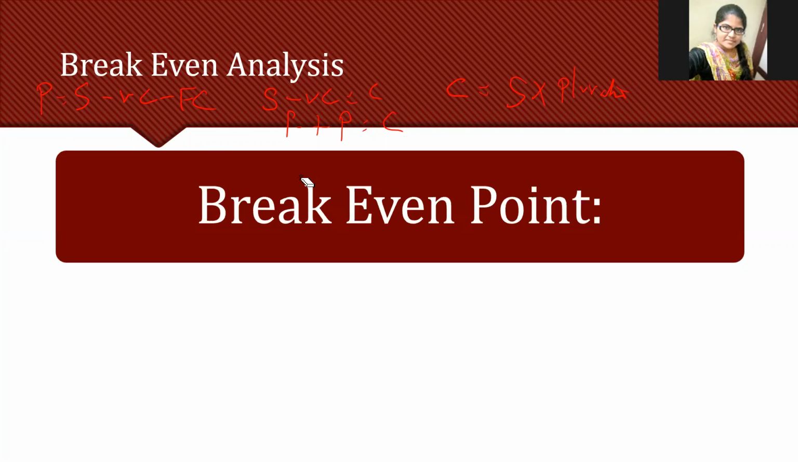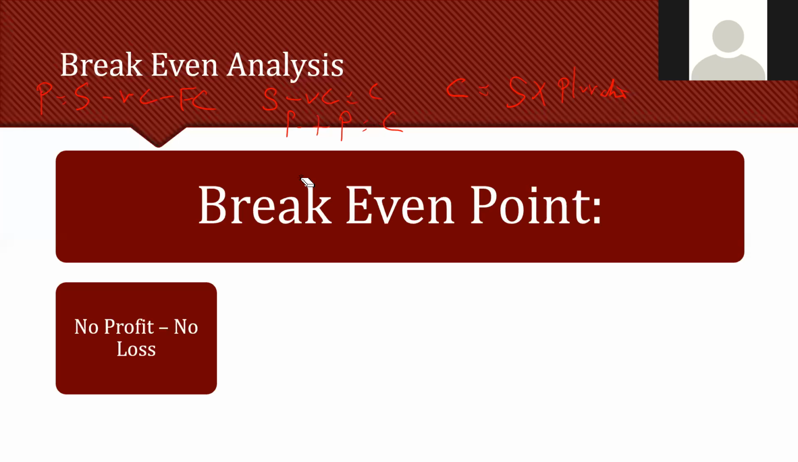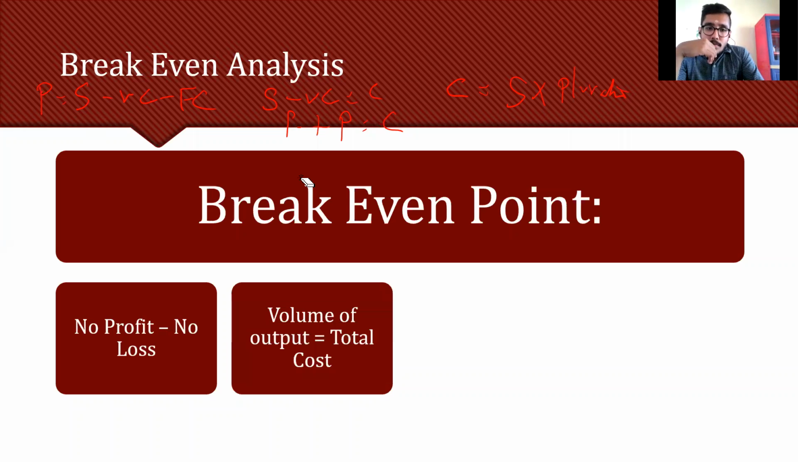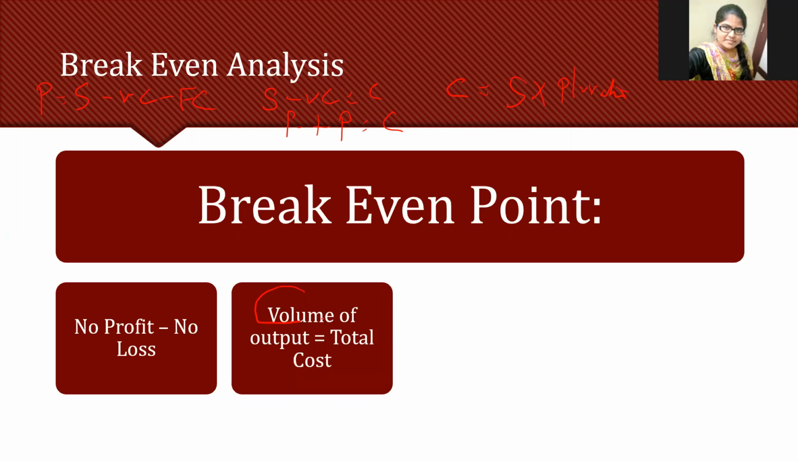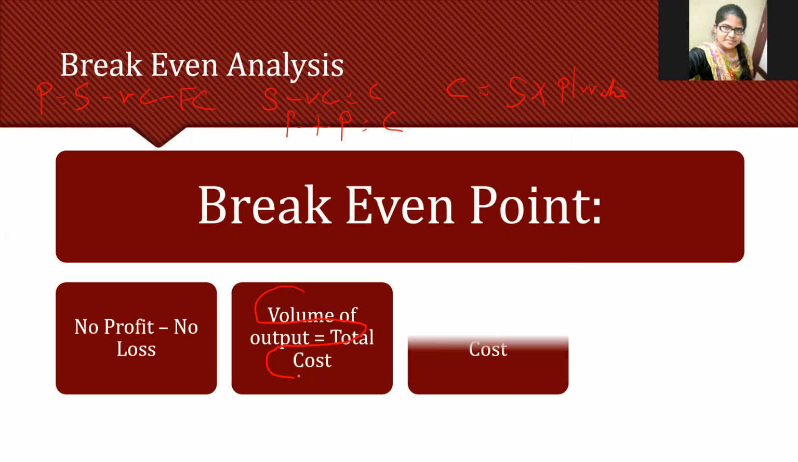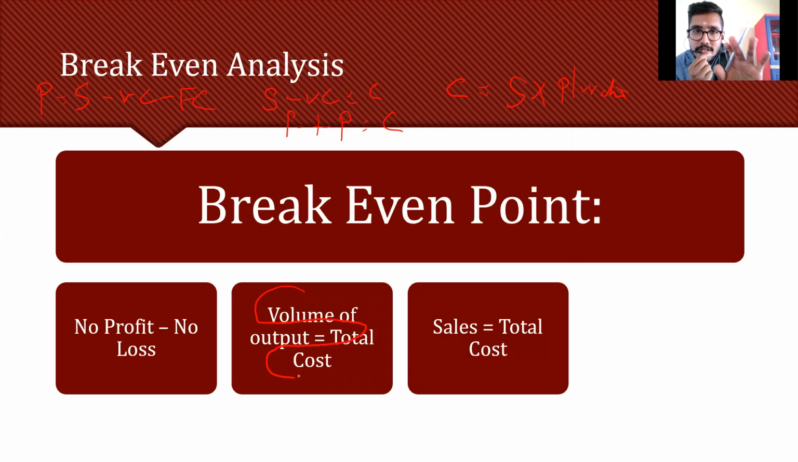So before that, tell me what is that break-even point? No profit, no loss. The point where the company is not making profit or loss. After that point the company will start to make profit. Fundamentally, when the volume of output equals total cost, it is known as break-even point. What is that volume of output? Sales. That means technically break-even point is a point where our sales volume is equal to the total cost of the company.